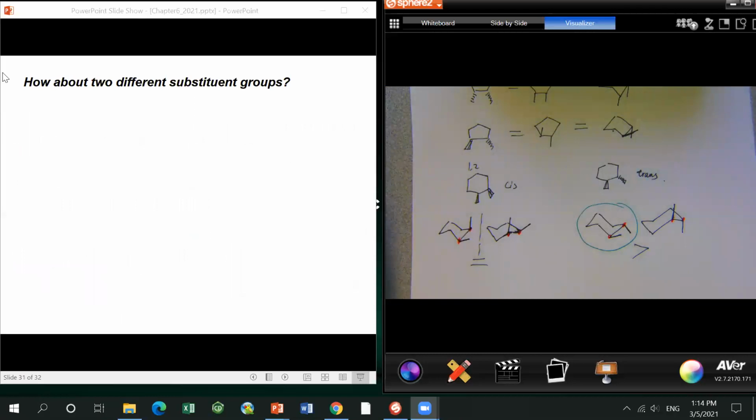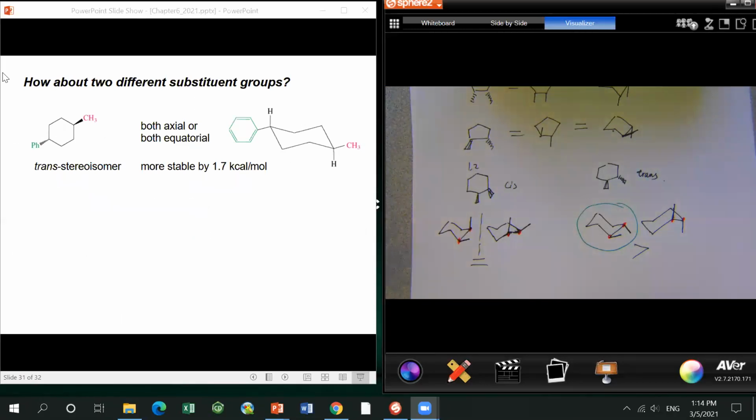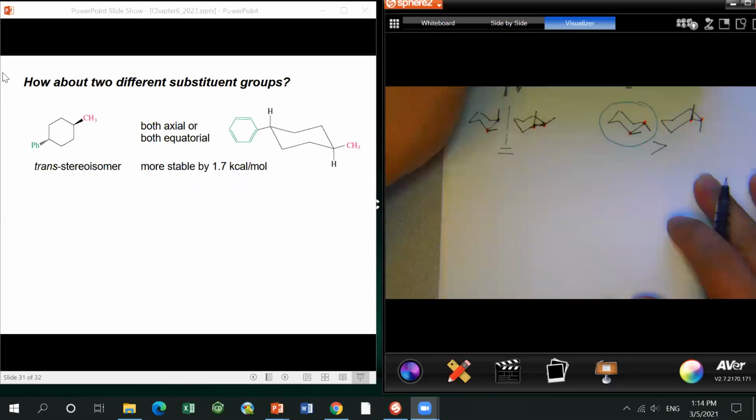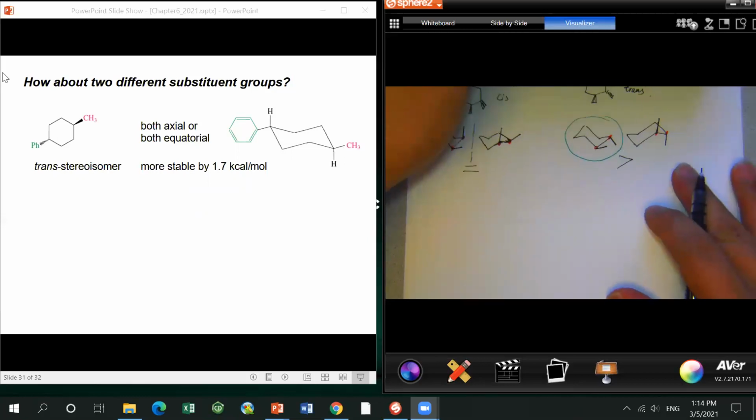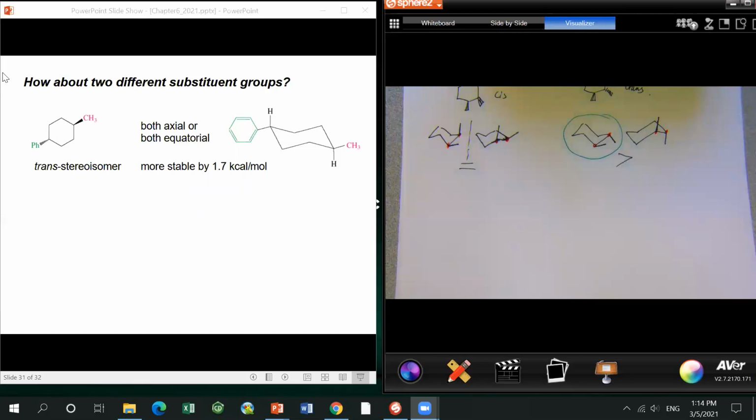Now if the two groups are different, especially the two different sizes, is there any different ring flip structure? The answer is yes. We use this molecule as an example, still a disubstituted cyclohexane. Yes, you can put a double bond in the chair conformation, but that's beyond our class. If in future you take an advanced organic chemistry course, the chair conformation can have a double bond.